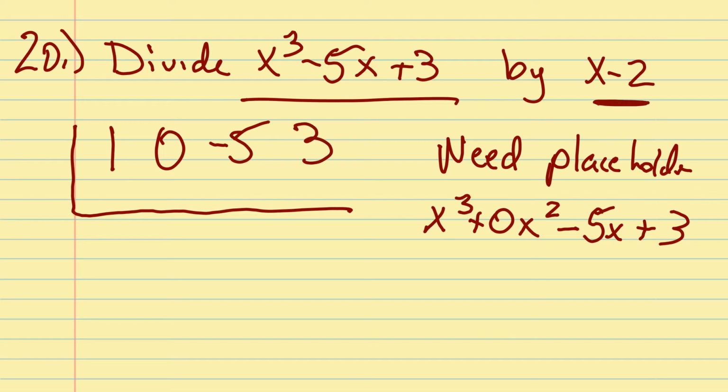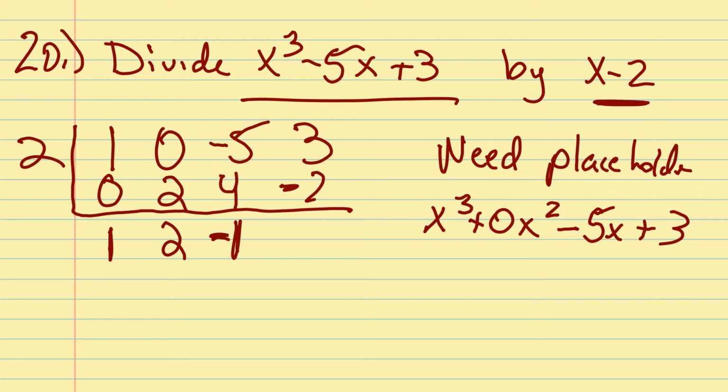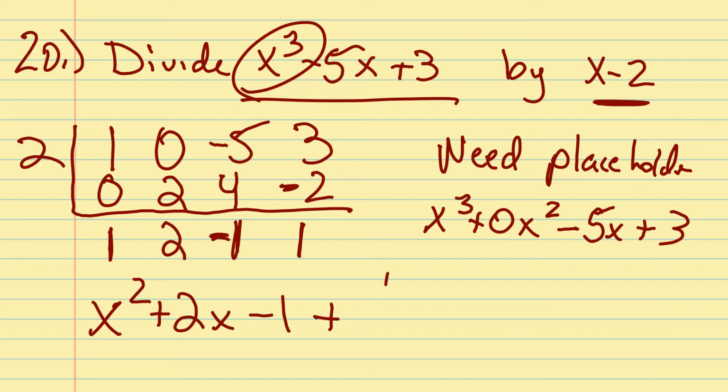Now remember, that's negative 2, so I put positive 2 on the outside. Put a 0 there, or the book just likes to drop it down. Either way, 1 and 0 is 1. 2 times 1 is 2. 0 plus 2 is 2. 2 times 2 is 4. Negative 5 and 4 is negative 1. 2 times negative 1 is negative 2. And then we're left with 1 as our remainder. So that means, remember, our final answer says you take that x cubed, you minus 1 from that exponent, so it's x squared plus 2x minus 1 plus 1 over x minus 2.